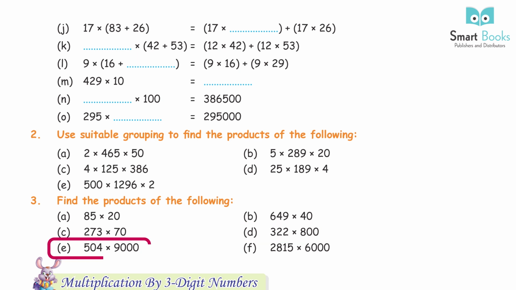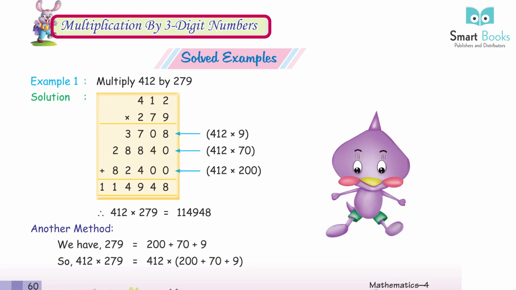E. 504 into 9,000. Answer 45,36,000. F. 2,815 into 6,000. Answer 1 crore 68,90,000. Multiplication by 3-digit number.